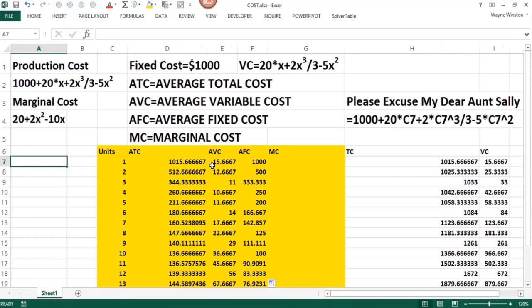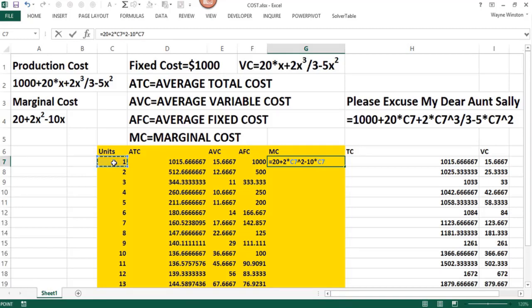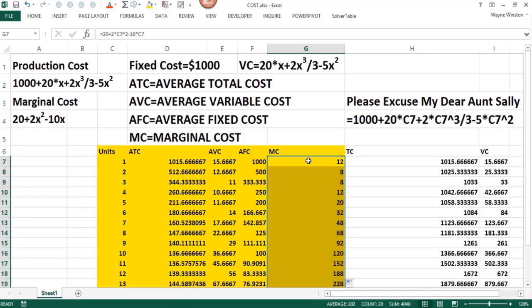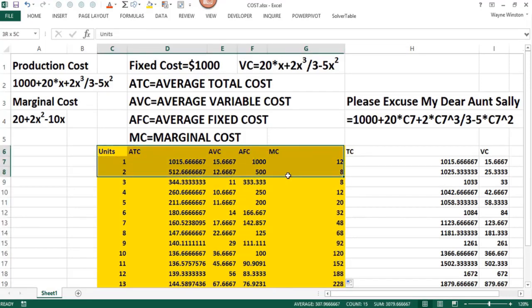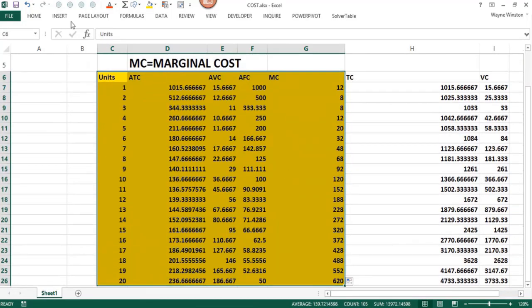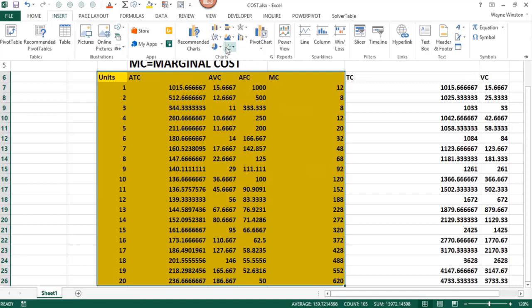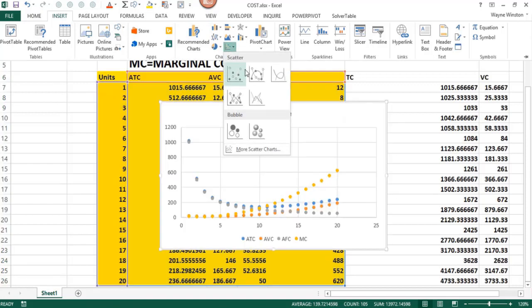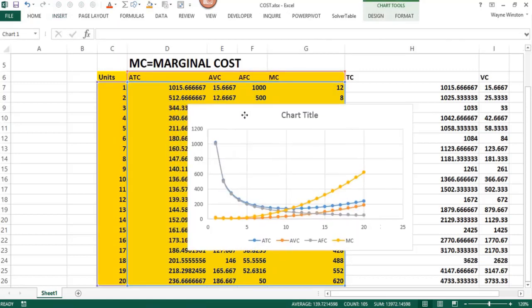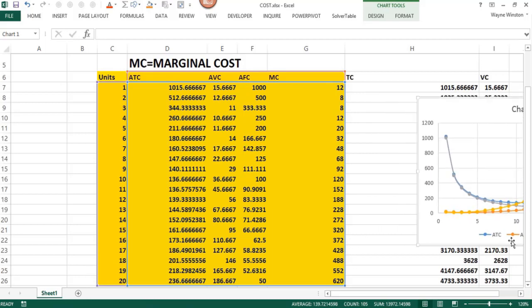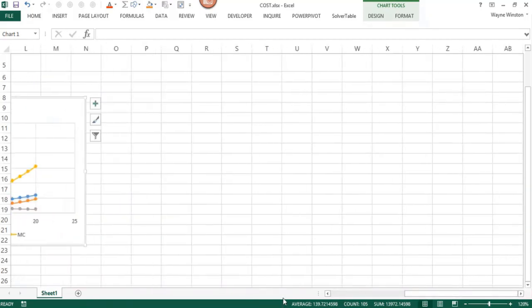And then marginal cost, we know, is 20 plus 2 times units squared minus 10 times units. And now we can graph all this stuff. Select these columns. Then I can do Insert, and probably the best thing is the scatter plot would go here, and then maybe do we want it like a line graph, and that probably looks okay. And we can move this over a little bit. Oops, too far.